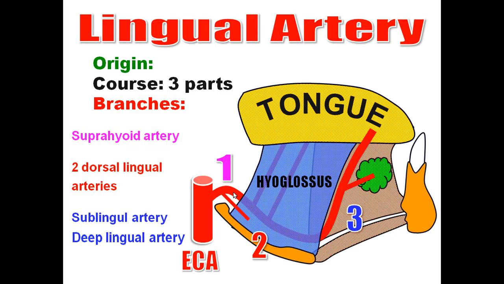So the lingual artery is a branch from the external carotid artery. It terminates as the deep artery of the tongue. It is divided by the hyoglossus into 3 parts: first part behind, second part deep, third part in front. Regarding the branches, the first part gives the suprahyoid artery, the second part gives the dorsal lingual arteries, and the third part gives the sublingual artery to the sublingual gland, and the deep lingual artery to the anterior 2/3 of the tongue.